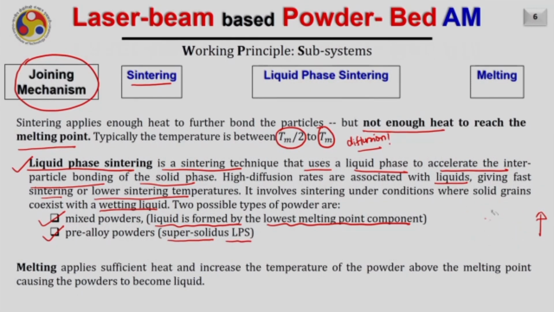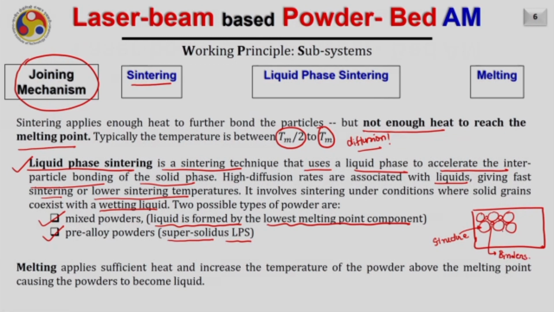So, let me now consider again a case of liquid phase sintering where there are particles greater in size and small in size. Typically, the bigger particles are called the structure particles, while the small particles are called the binders.